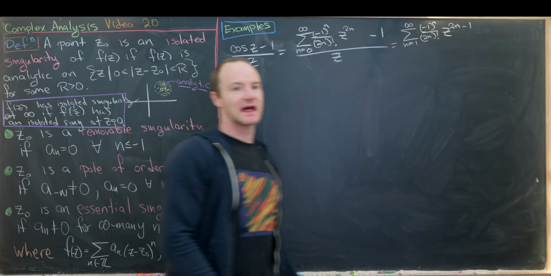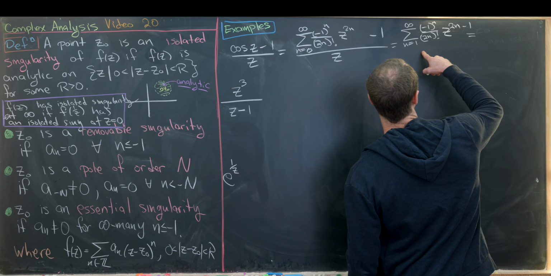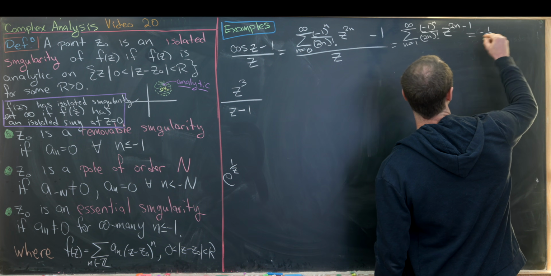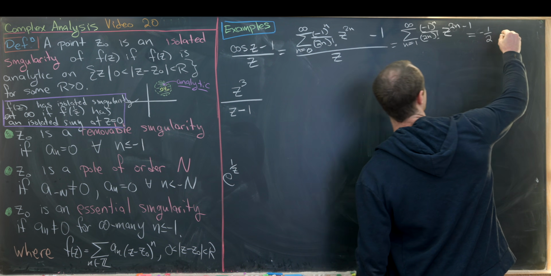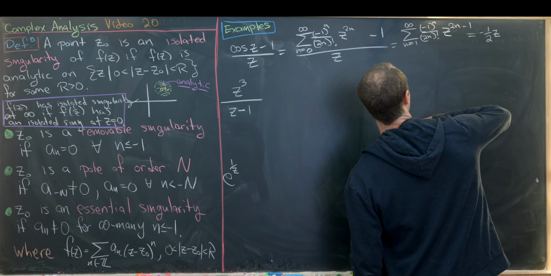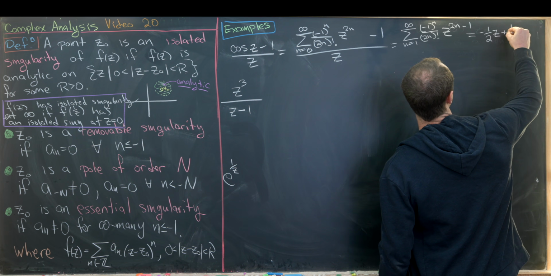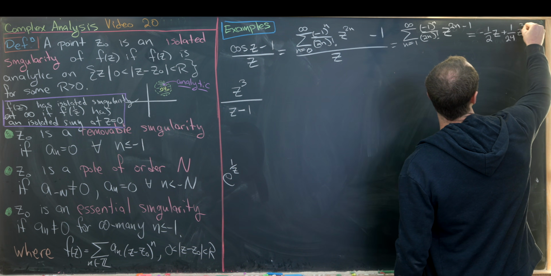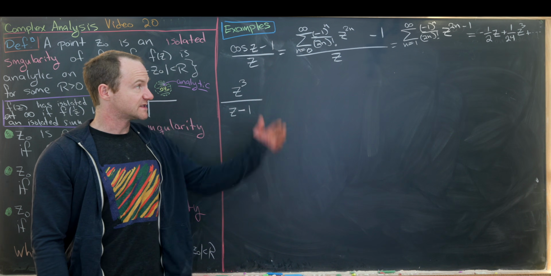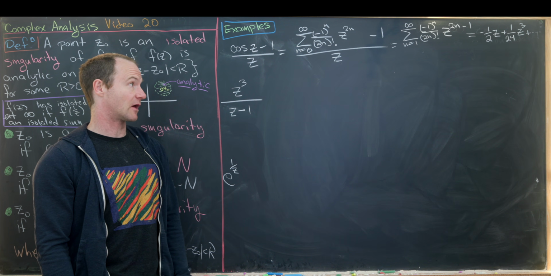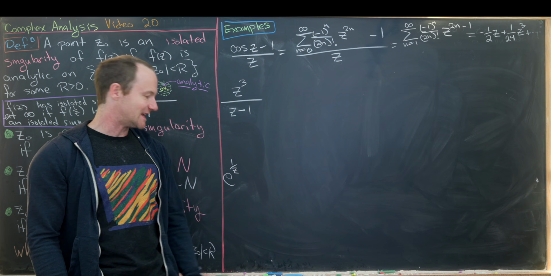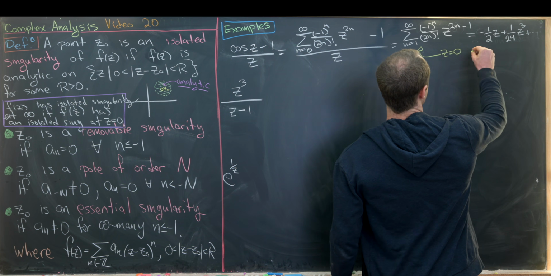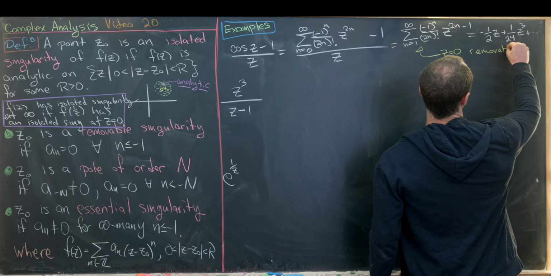But now we can expand that out a little bit. So let's notice the first term now will be negative 1 over 2 factorial, so that's negative half, and then we'll have z to the 2 minus 1, so that's z. Now the second term will be plus 1 over 4 factorial, so that's 24, and then we'll have z cubed, and then plus dot, dot, dot. So let's observe that that doesn't have any negative powers of z. So that means that z equals 0 is a removable singularity. So z equals 0 is removable.